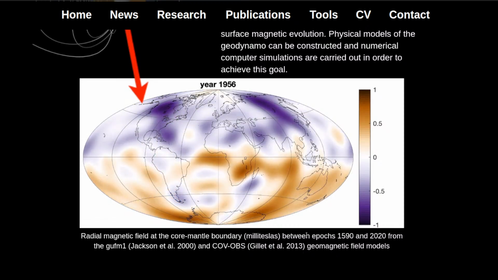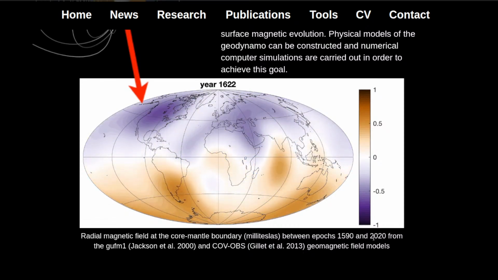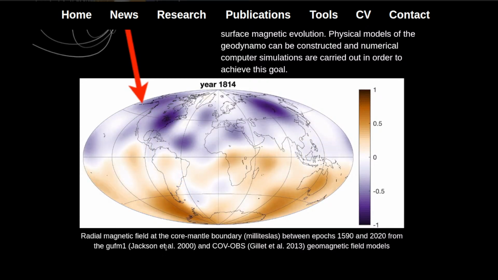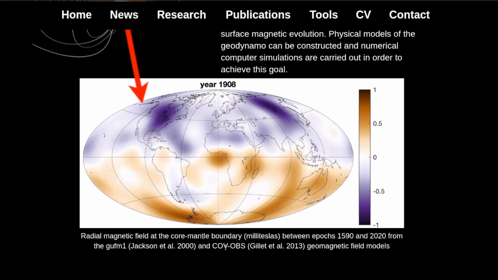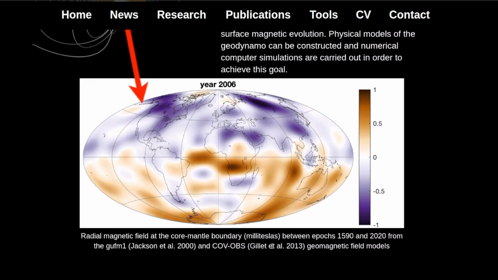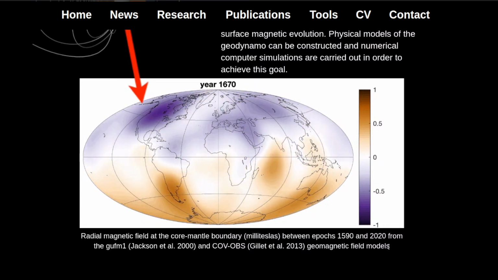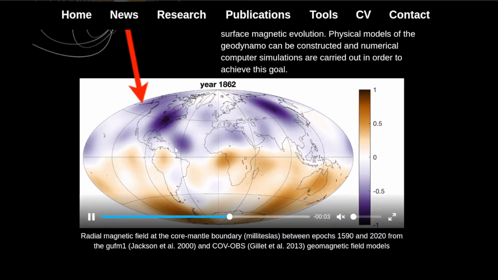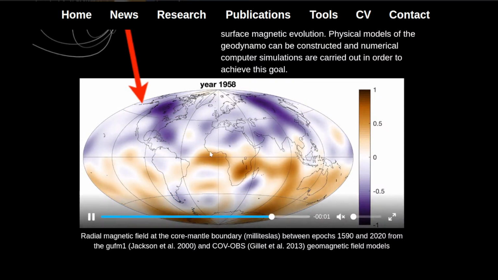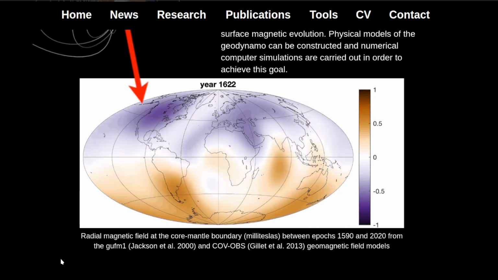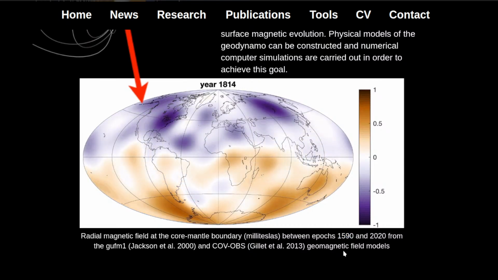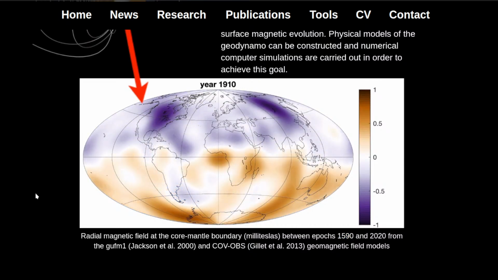So here is radial magnetic field at the core mantle boundary in milliteslas between epochs 1590 and 2020 from the GUFM1 Jackson et al. in 2000 and COV-OBS from Gillet et al. in 2013. These are their geomagnetic field models. Because we definitely have the data going back to the 1600s in South America, what was happening with the magnetic field. Right. There you go.